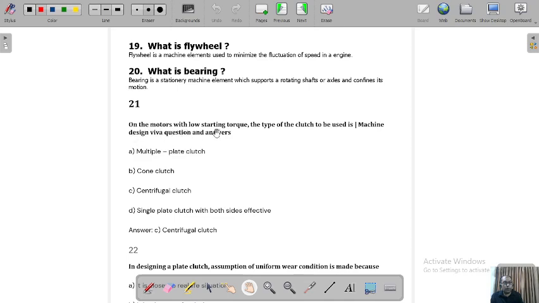For a motor with low starting torque, which type of clutch is to be used? You have many options: the multiple plate clutch, the cone clutch, the centrifugal clutch, or the single plate clutch with both sides effective. As you've studied different types of clutches, the answer will be the centrifugal clutch, which is the most optimum to be used.